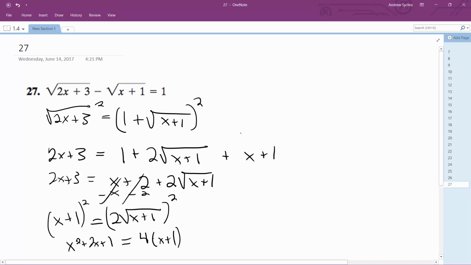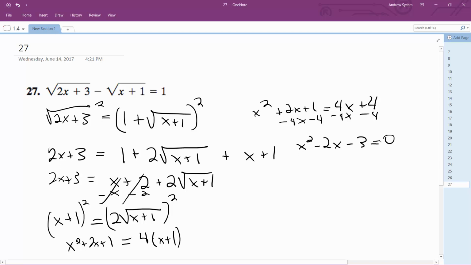And then what we're left with here is x squared plus 2x plus 1 is equal to 4x plus 4. Subtract 4x, subtract 4x, minus 4, minus 4. x squared minus 2x minus 3 equals 0. Then we get x minus 3 times x plus 1 equals 0. x is equal to negative 1 or 3, but you gotta hold on here.